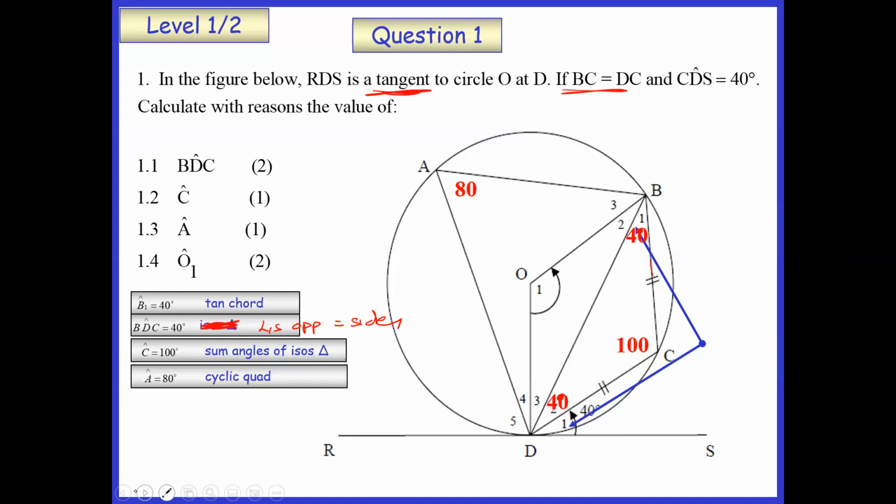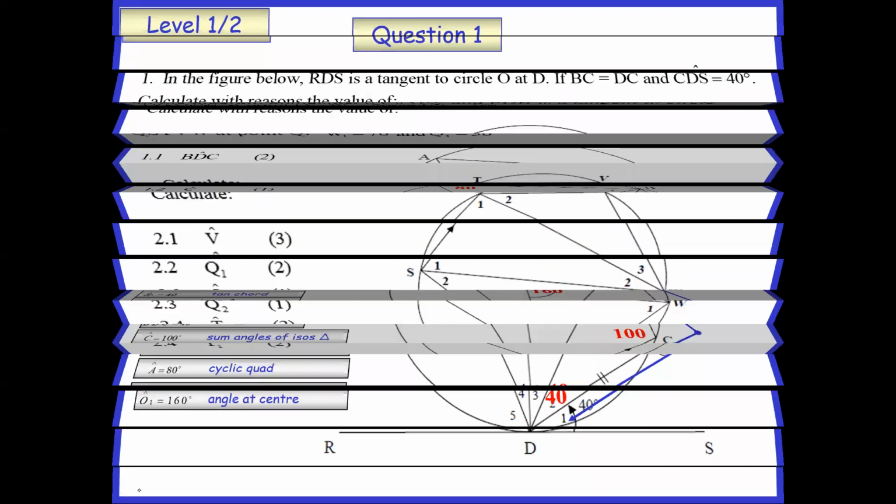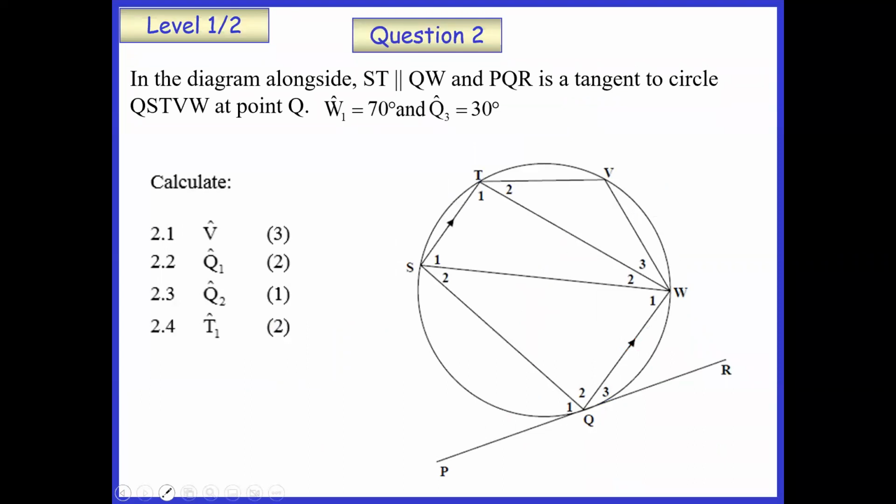Well done. We now go to O1. How would we find O1? Angle at the center is equal to 2 times the angle at the circumference. Well done. You're seeing the link. So O1 is 160. And the reason there would be angle at the center. That's a good opening question for us. Okay, let me give you some time to think before we get into this question.